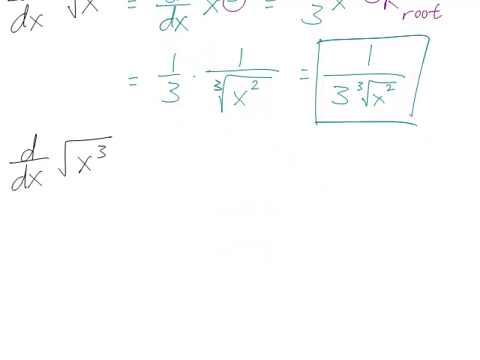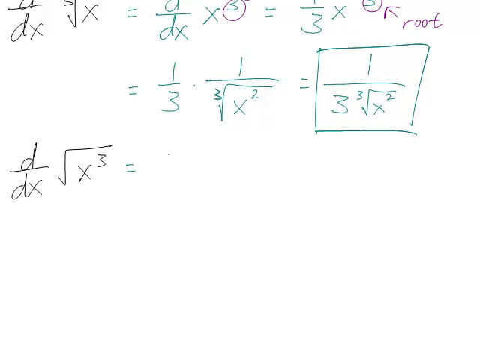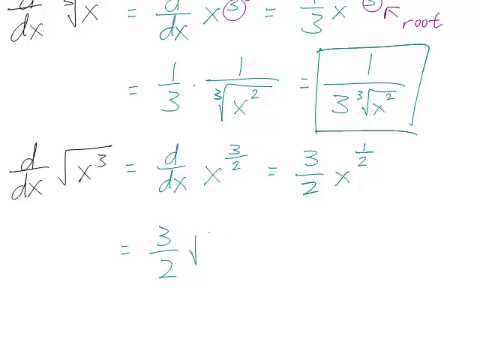And finally, this one, we want to write it out as an exponent. Remember that you have a third power, so the numerator of the exponent is 3, and then you have a second root, a square root. So this is x to the 3/2. So this is 3/2, x to the 3/2 minus 1, or 1/2. And so this is 3/2 times the square root of x, since x to the 1/2 is root x.